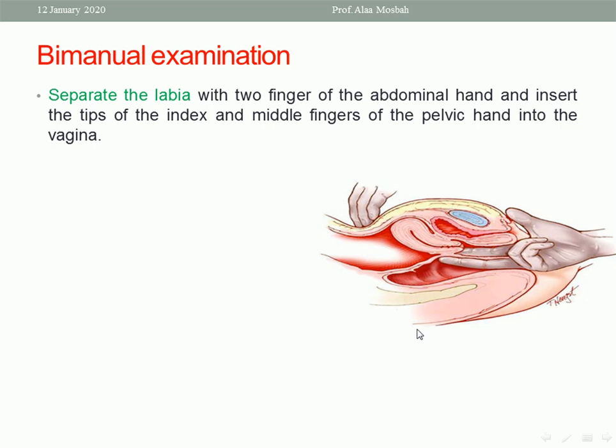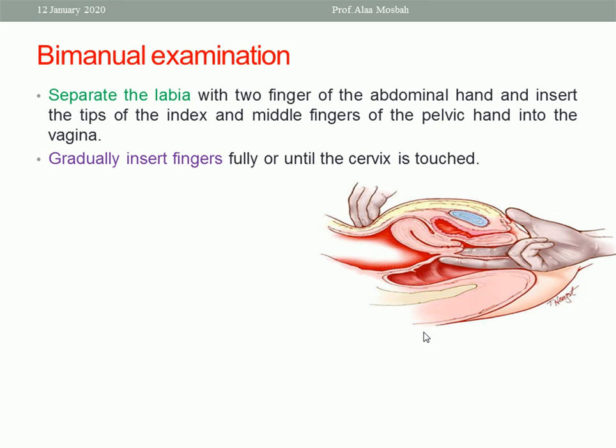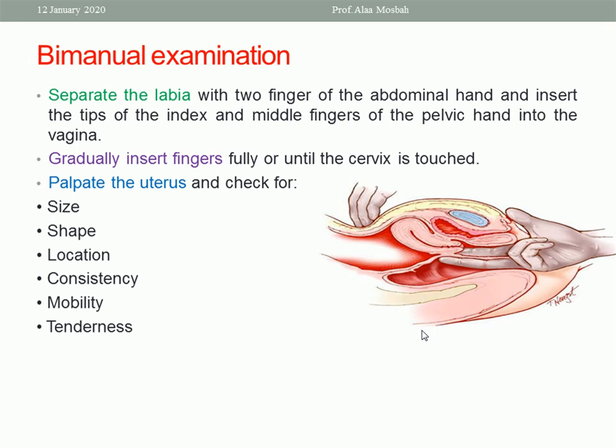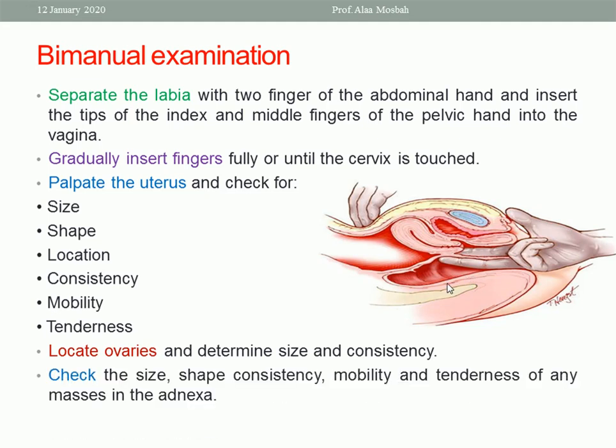First, separate the labia with two fingers of the abdominal hand and insert the tips of the index and the middle finger of the pelvic hand into the vagina. Gradually insert the fingers fully or until the cervix is touched. Then palpate the uterus and check for the size, shape, location, consistency, mobility, and tenderness of the uterus. Then locate the ovary and determine the size and the consistency, and whether there is an ovarian mass or not. Check the size, shape, consistency, mobility, and tenderness of any mass in the adnexa.